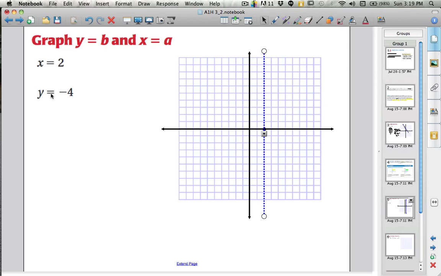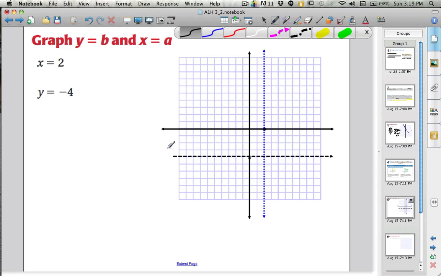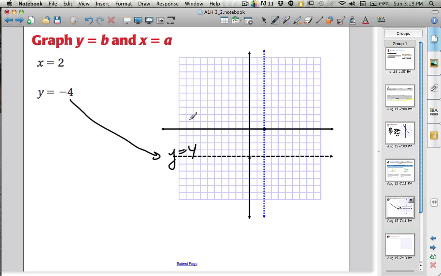Equally, if I have y is equal to -4, down here is 1, 2, 3, 4. That means for all the values of x, y is going to be -4. So y is equal to a number creates a horizontal line. x is equal to a number creates a vertical line.